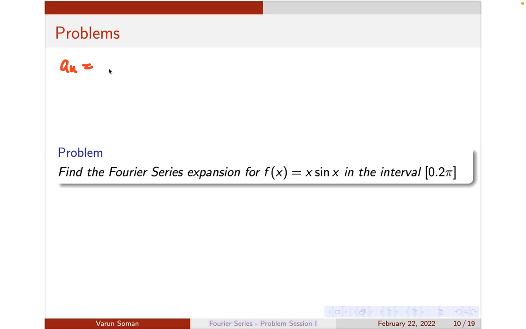Value of an is actually 1 by pi integral 0 to 2 pi x sin x into cos nx dx. So be careful here. You cannot do it directly here because you have 3 functions, so you cannot directly apply integration by parts. If it was 2 functions, you can easily apply it, but for 3 functions it will be very difficult for you.